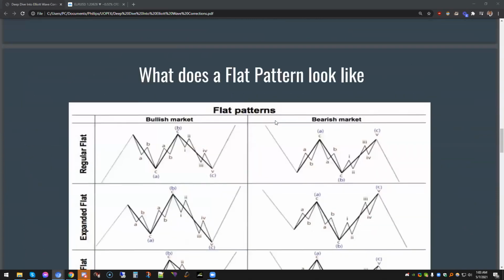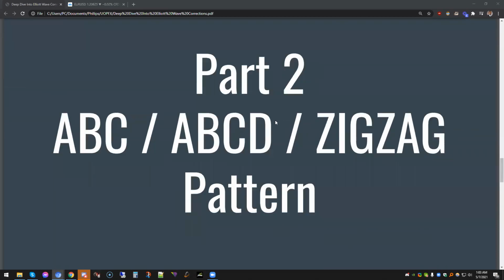All right, so this evening we'll be doing part two. In part two, we'll be looking at the ABC, also known as the ABCD pattern or the zigzag, right? So these patterns, the ABCD and the ABC, are very similar to each other. The zigzag is just another name that they're categorized as.